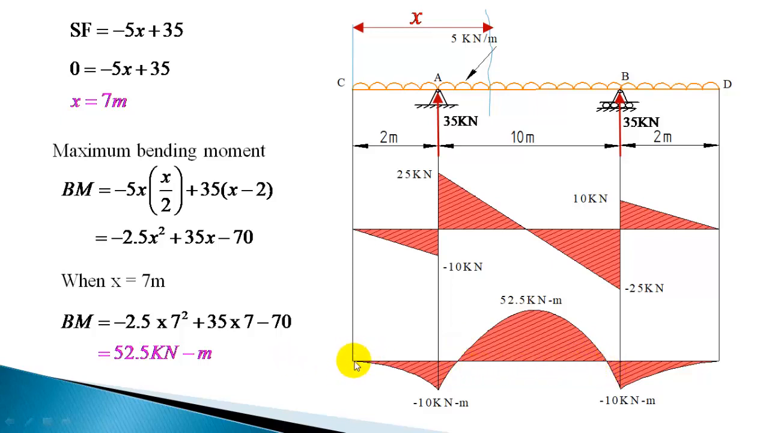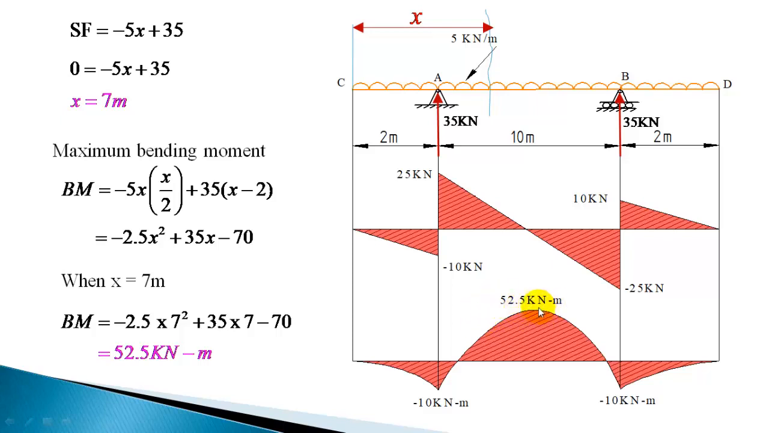Bending moment is 0 here. This is not a point of contraflexure. So bending moment changes its sign. Okay. And these 2 points are known as point of contraflexure. And if it is asked to find out the point of contraflexure, you need to locate these distances.